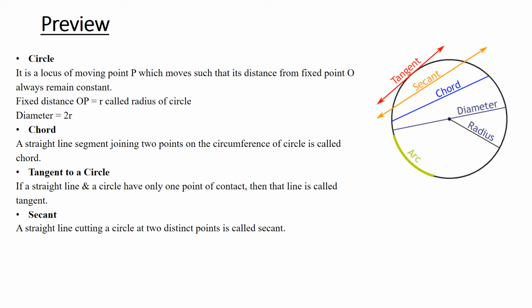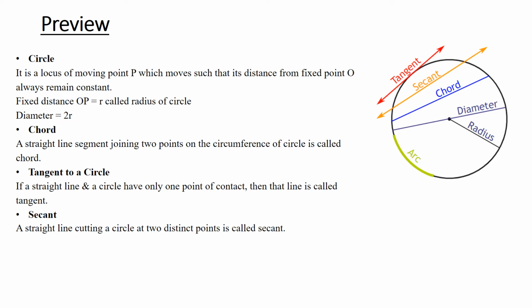Circle now. Circle is a locus of moving point P which moves such that its distance from fixed point O always remains constant. Fixed distance OP equals to R is called radius of a circle, and diameter is always equals to 2 times radius.